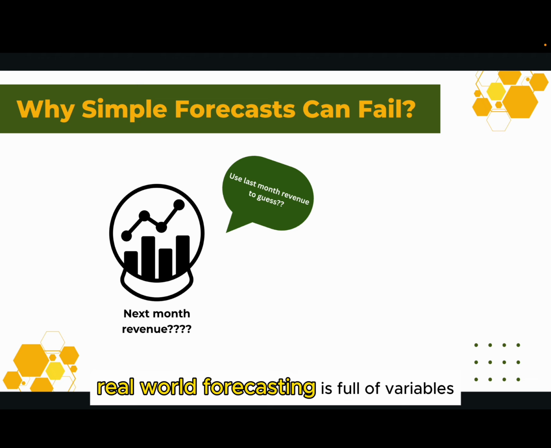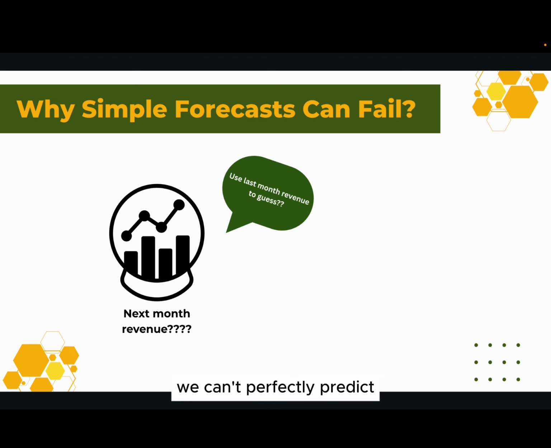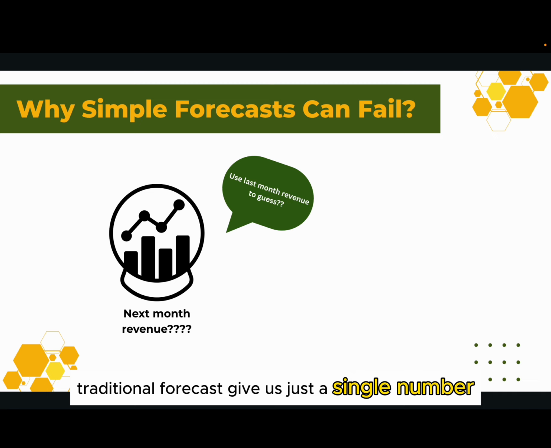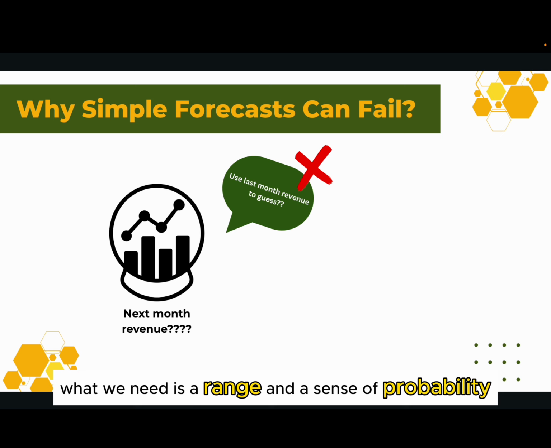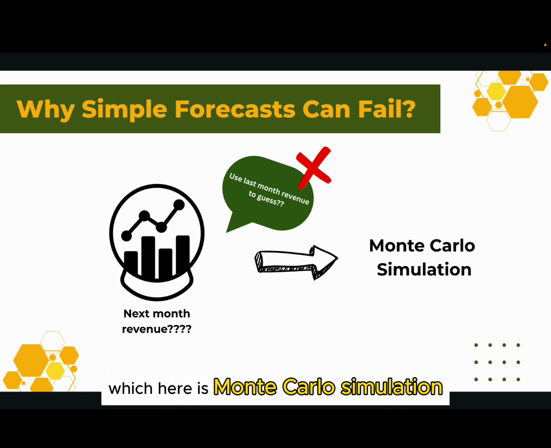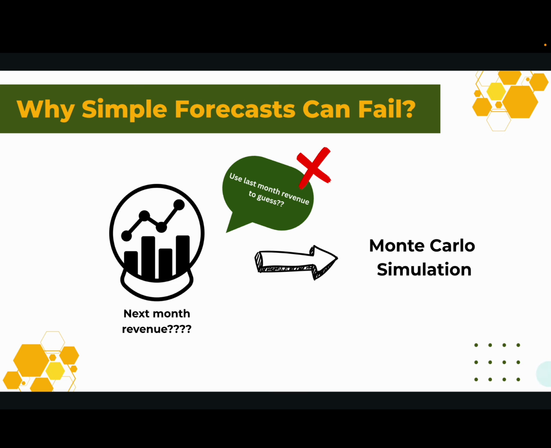Real world forecasting is full of variables we can't perfectly predict. Traditional forecasts give us just a single number, but that number can be misleading. What we need is a range and a sense of probability, which is where Monte Carlo simulation comes in.